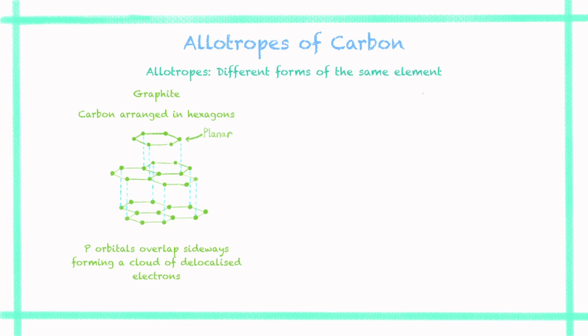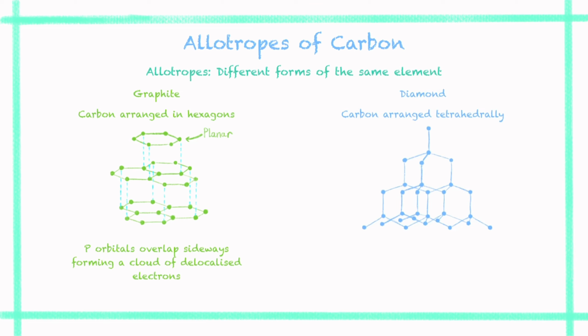Next is diamond, which are carbons bonded tetrahedrally. As the bonds suggest, the structure of the diamond is three-dimensional. The regular arrangement of carbon atoms gives it a crystalline structure.